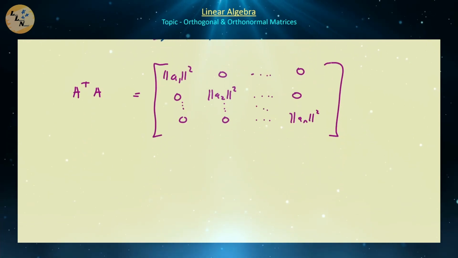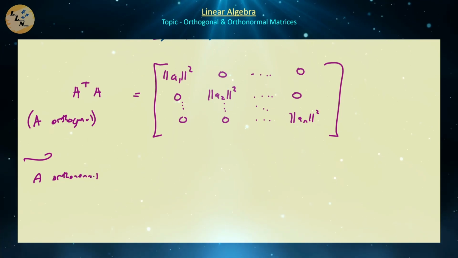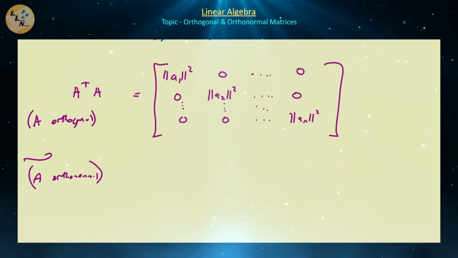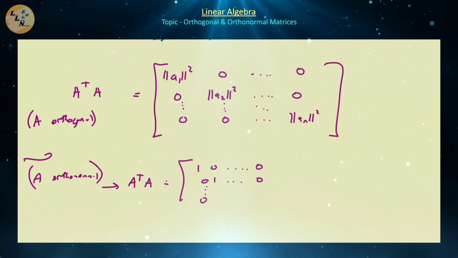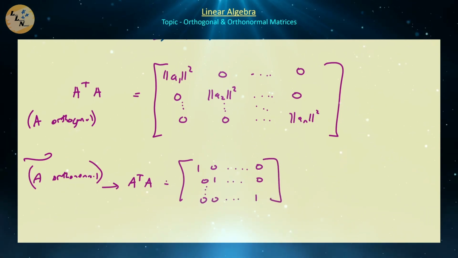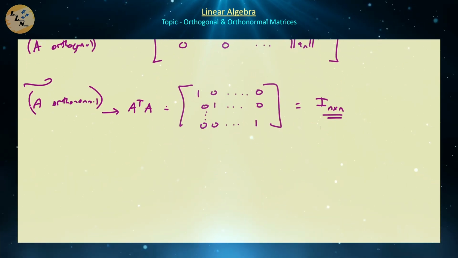Notice that if we impose that A is orthonormal, then what will the norm of these AJs turn into? Well, that's going to just turn into 1, 0, all the way down to 0, 0, 1, all the way down to 0, and then all the way down to 0, 0, all the way down to 1, which was precisely equal to the n by n identity matrix, right?